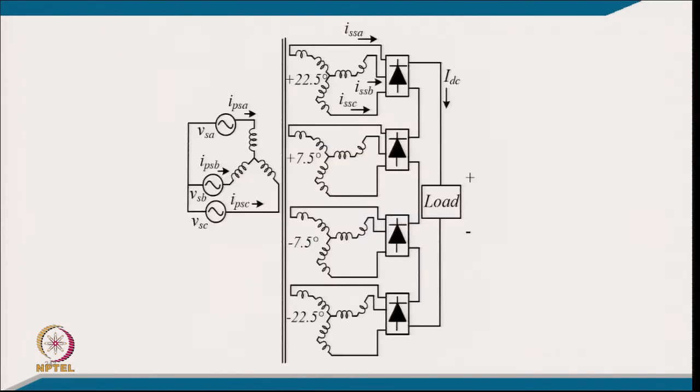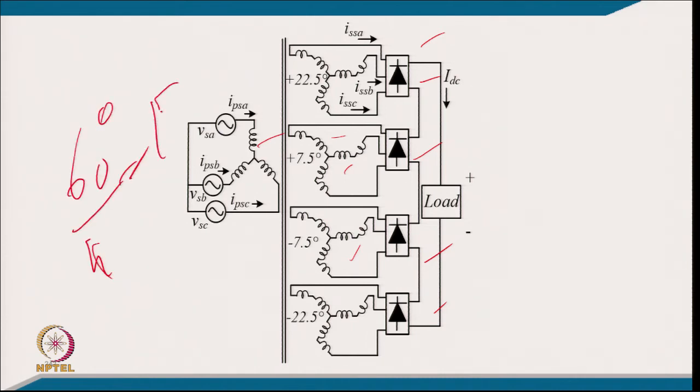So, this is the 24 pulse converter in which 4 bridges are connected in series, and you get the phase shift here with the zigzag connection. The phase shift should be 15 degree, that is 7.5 plus 7.5 minus. So, it is 15 degree between 2 bridges because there are 4 bridges: 60 divided by 4 becomes 15 degree. That is the 15 degree we are maintaining between this and this, and from this to this.